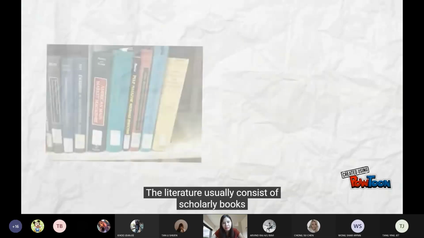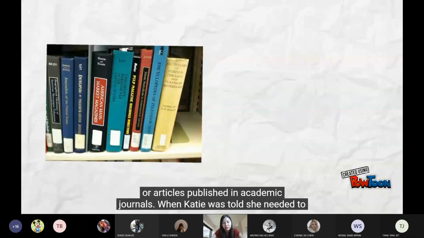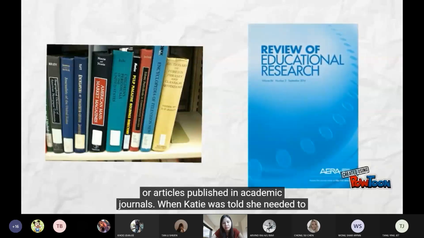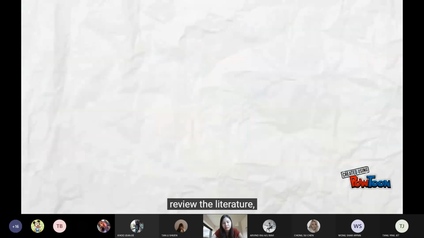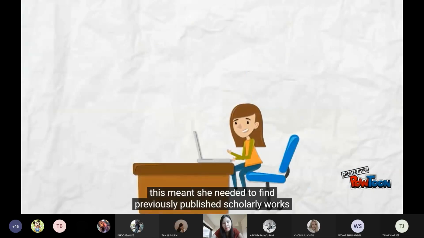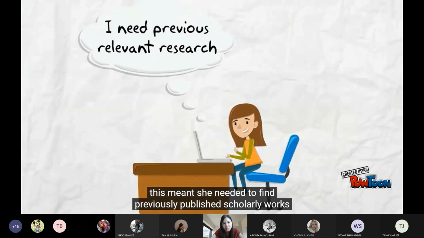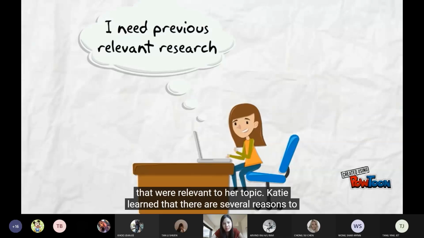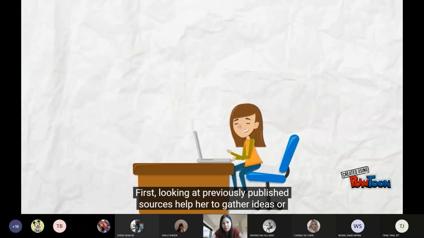The literature usually consists of scholarly books or articles published in academic journals. When Katie was told she needed to review the literature, this meant that she needed to find previously published scholarly works that were relevant to her topic. Katie learned that there were several reasons to conduct a literature review.